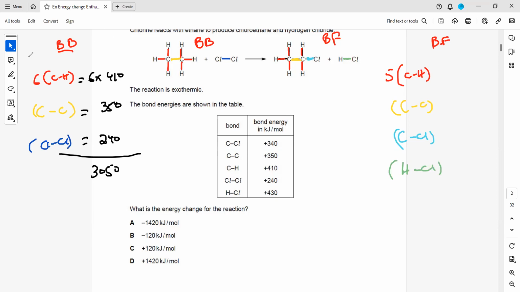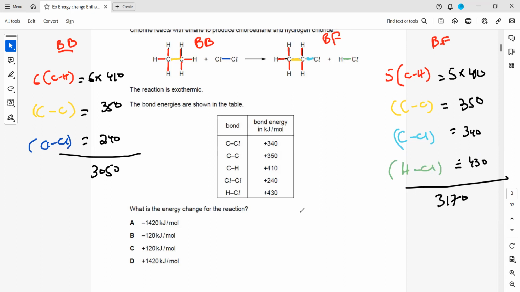So we'll substitute the values. For the carbon hydrogen bond, it will be 5 multiplied by 410. For the carbon carbon bond energy, it is 350. For the carbon chlorine bond energy, it is 340. And for the hydrogen chlorine bond energy, 430. So what's the answer for the total bond forming energy? 3170.